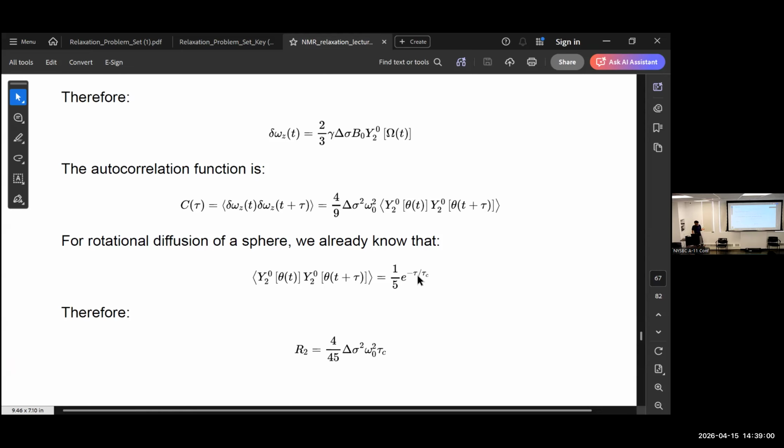Here, omega naught is gamma B naught. Omega naught delta sigma is your instantaneous fluctuation in frequency because of the time-varying orientation of the molecule relative to the magnetic field, and that gets squared to become the variance in frequency. Remember, this result is quite general. So now what we're going to do is step away from anisotropy, come back to it later in the session, and talk about the fluctuation in the isotropic chemical shift and see how that can drive relaxation through a mechanism we typically call chemical exchange.